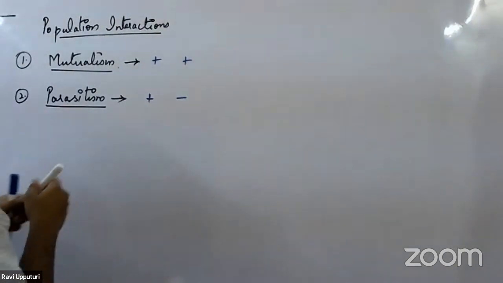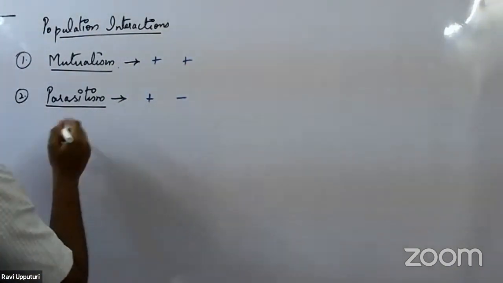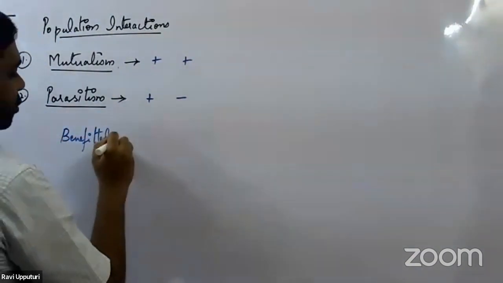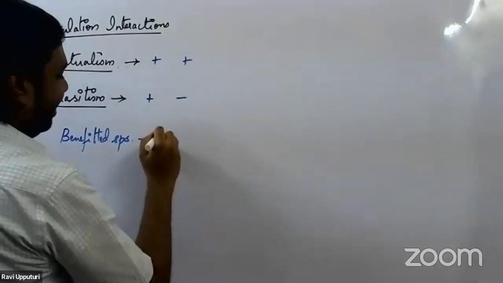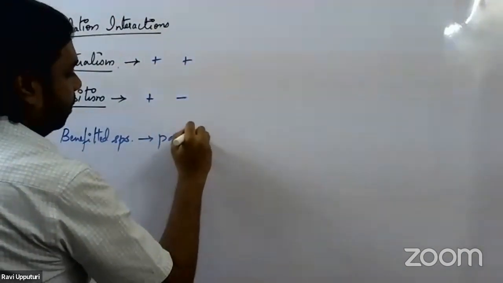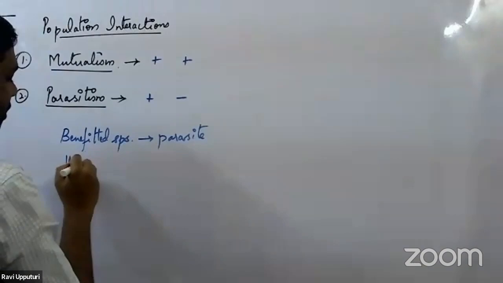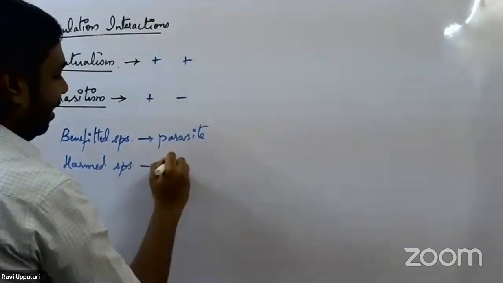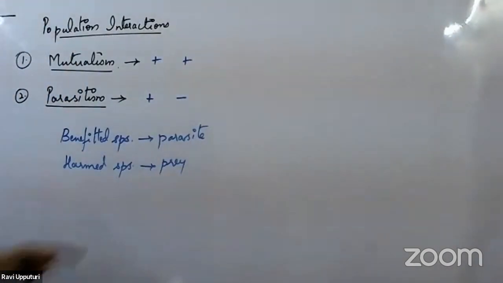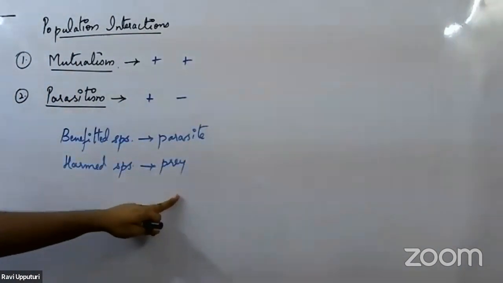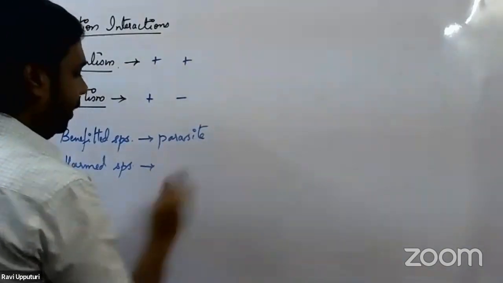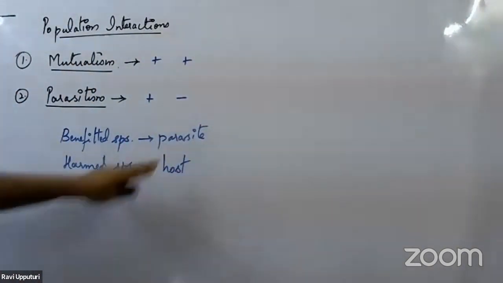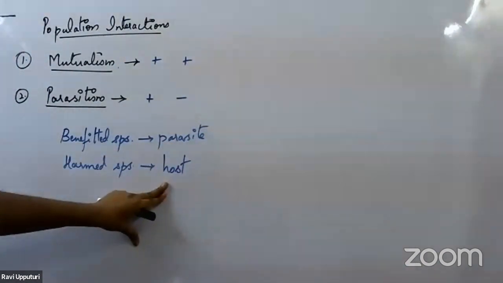So the benefited species is called a parasite, whereas the harmed species is called prey. Right? So the benefited species is called the parasite, and the harmed species is called, not the prey, it is called the host. The benefited species is called the parasite, and the harmed species is called the host.